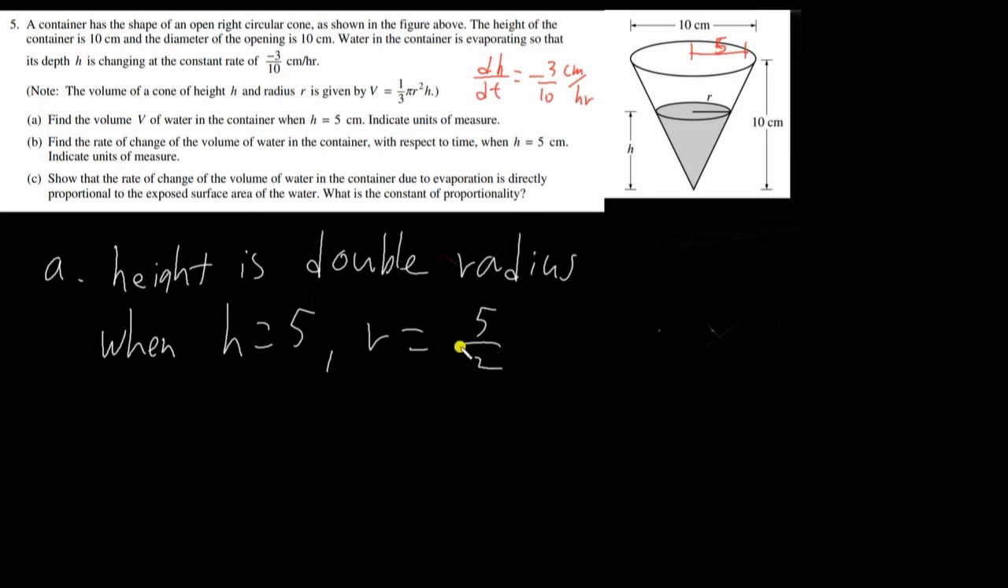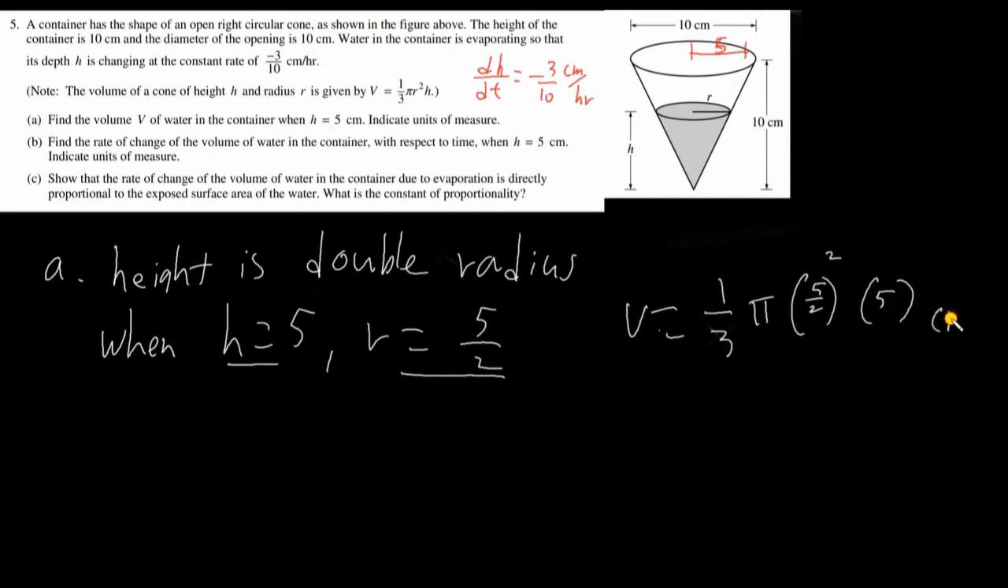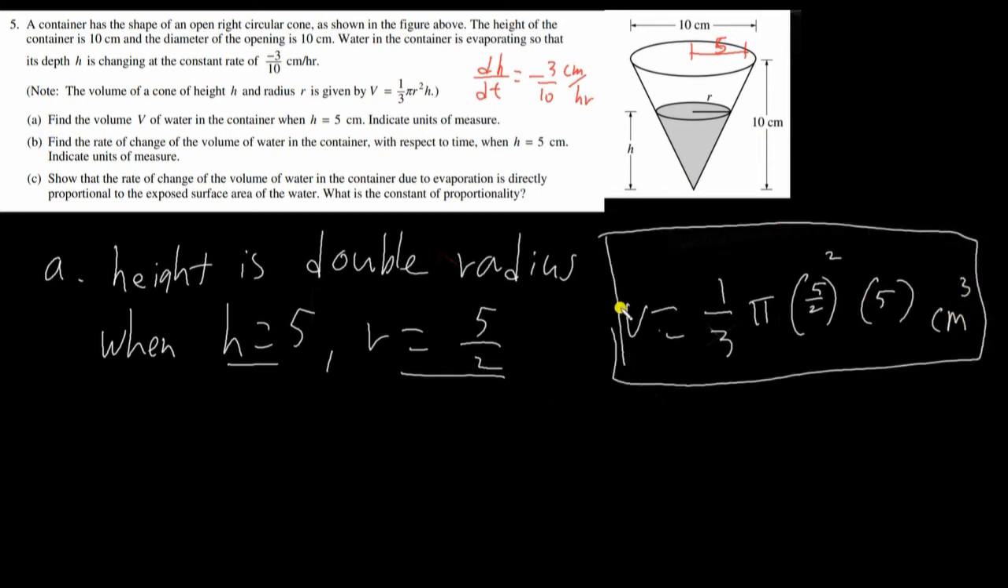Alright, so now that we got that, what is the volume? Well, we can just take these two numbers and plug them into the volume equation. So 1/3 times pi times the radius squared times the height. The units for volume are centimeters cubed, since we're dealing with centimeters for our height and our radius. So that's the units, and that is the answer. That was a quick 1-point question.